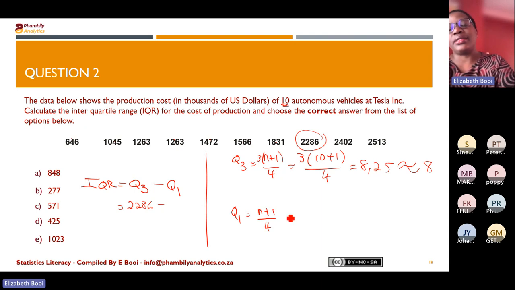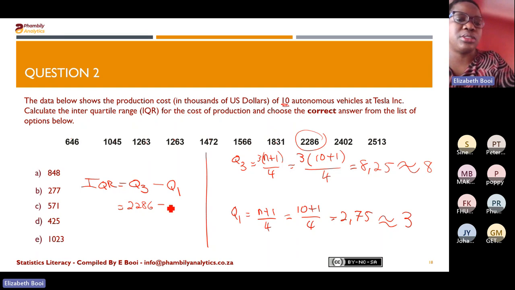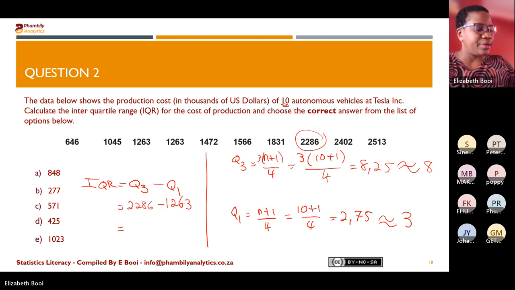2286 minus. I need to go find my quartile 1 value, which is 10 plus 1 divided by 4, which is 2.75 position. What must I do? We round up, it will be on position 3: 1, 2, 3, which is 1263. And the answer is 2286 minus 1263 equals 1023. And that will be option E. That's how easy it is.